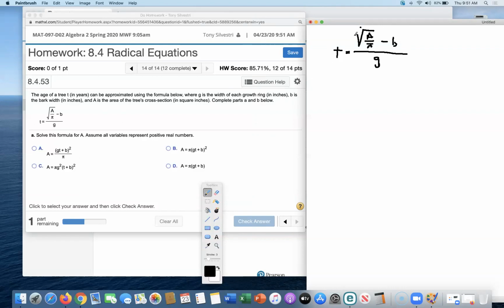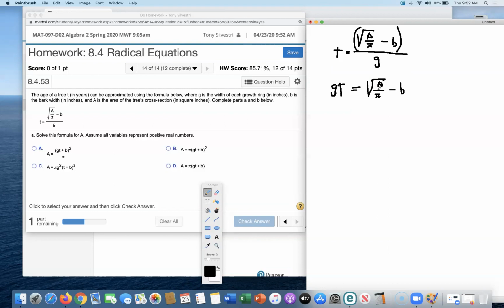You see this bundle over here? That bundle is being divided by G. The opposite of dividing by G is multiplying both sides by G. So I get GT equals, now if I divide by G, the G's would cancel, leaves me with the bundle. So it's looking a little bit nicer. Not much, but a little bit nicer. Our quest is to get A by itself. That's what you do when you solve for a variable. You want that variable by itself.